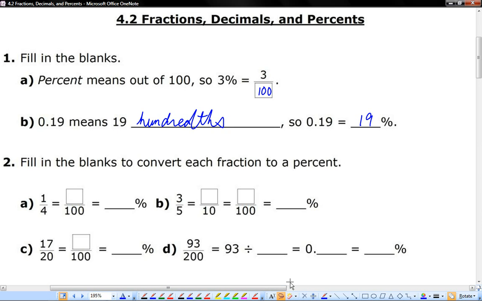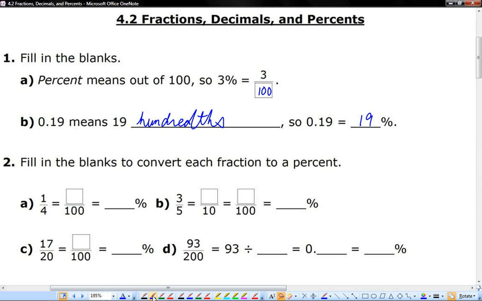is that the decimal can be moved over 2 spots to the right in converting into a percent. If we're going the other way, we'd move the decimal 2 spots to the left. We're going to use that information to do some conversions now. We're going to fill in the blanks in number 2 to convert each fraction to a percent.